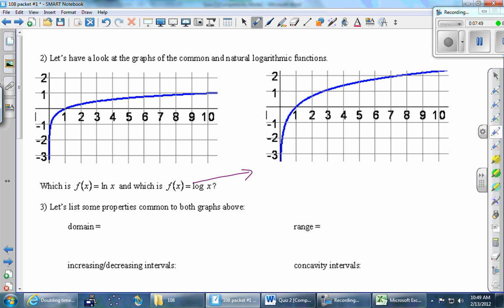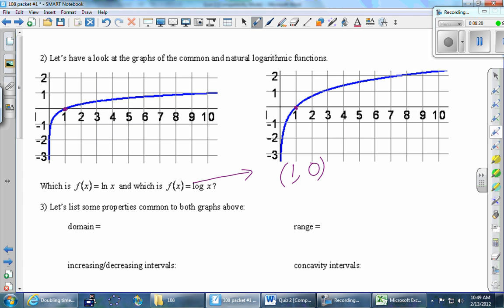If you plug in x equals 1, how much is the log of 1? It is 0. Do you buy that, if you plug in x equals 1, the y value is 0, log of 1 is 0? So 1 comma 0 is on log of x. Oh look, 1 comma 0 is right there. So that one is log x, right? Actually, it doesn't matter what log it is. If you plug in 1, you're always going to get 0. So we need more information.